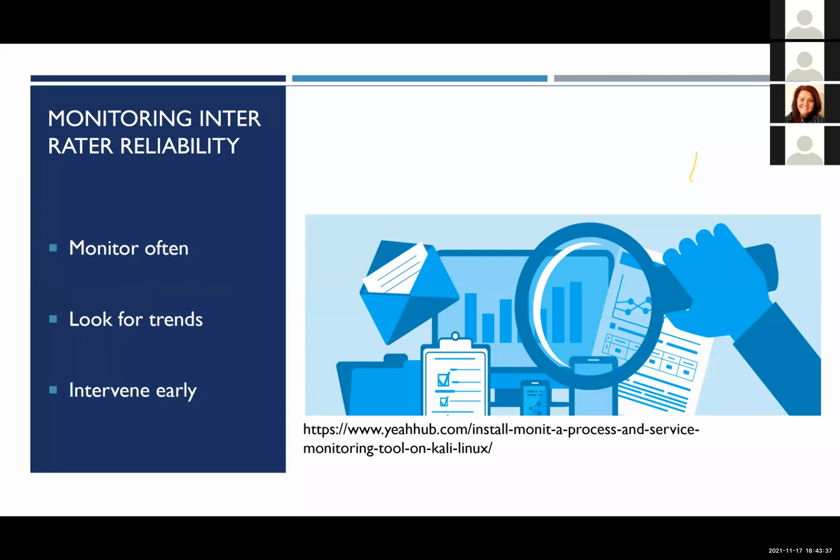We also want to monitor our own inter-rater reliability. So one thing to achieve greater success, we need to spend time monitoring what data is provided to us. We should review it often, we should look for trends, and we should intervene early. During a psychomotor assessment, we should be reviewing the skill sheets, okay? And we should be monitoring the progress at each skill station.